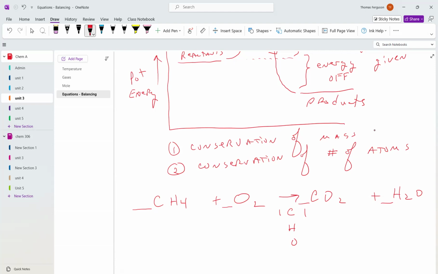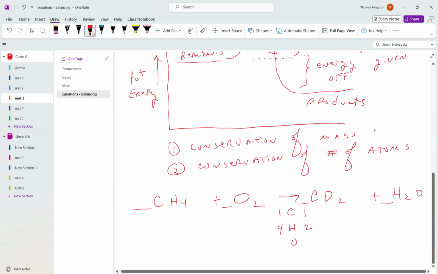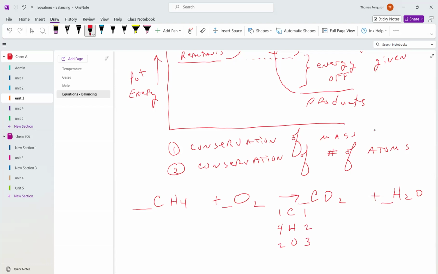Okay, let's continue with the inventory. How many hydrogens do we have on the left? 4. How many on the right? 2. Got a problem. How many oxygens on the left? On the right? 3. We have some from the carbon dioxide and some from the water. You have to add them together.